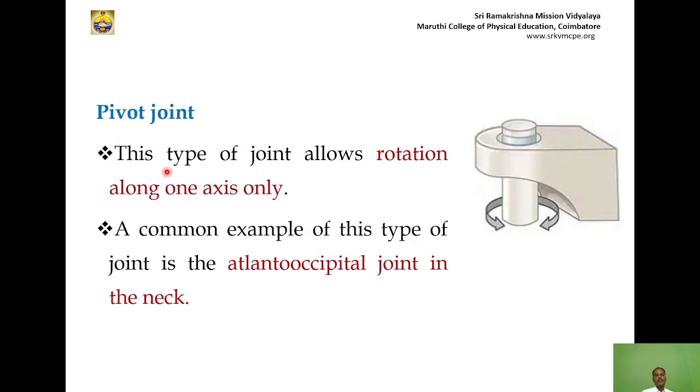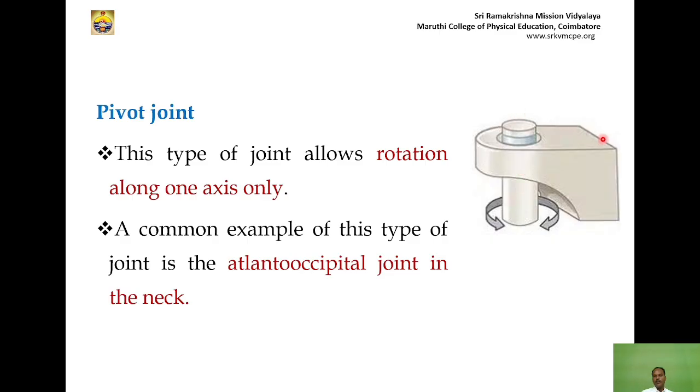And the pivot joint. This type of joint allows rotation along one axis only. The common example of this type of joint is the atlanto-occipital joint in the neck. The neck we can rotate only in one axis. We cannot rotate completely 360 degrees. So this is one axis only.